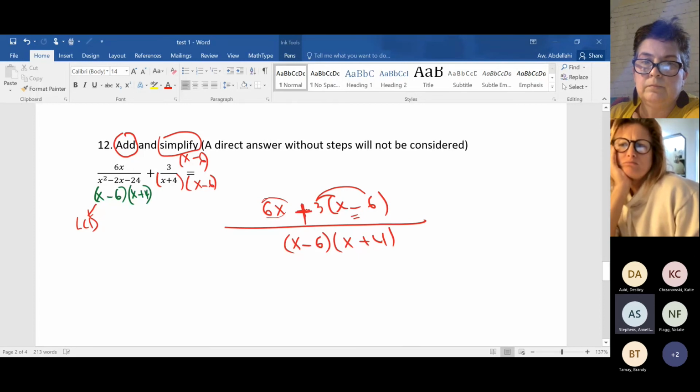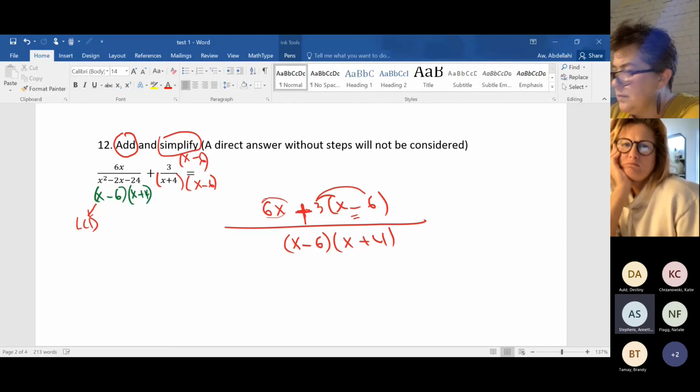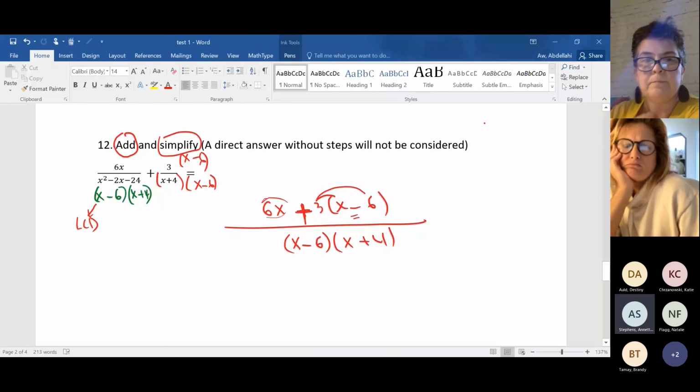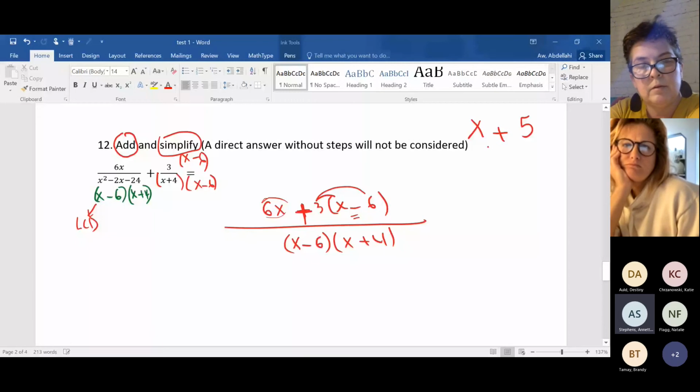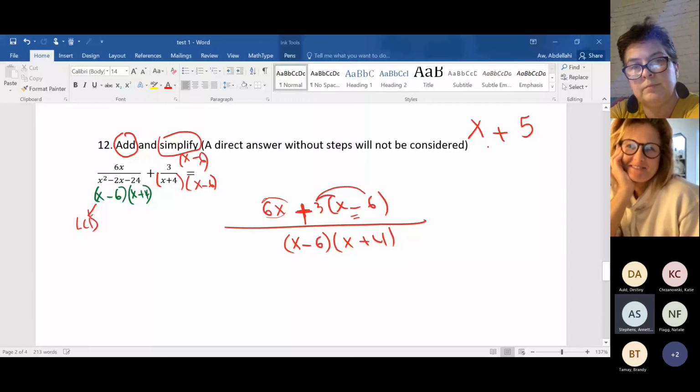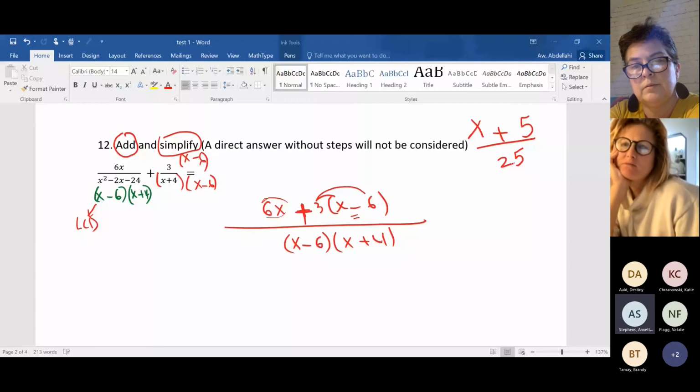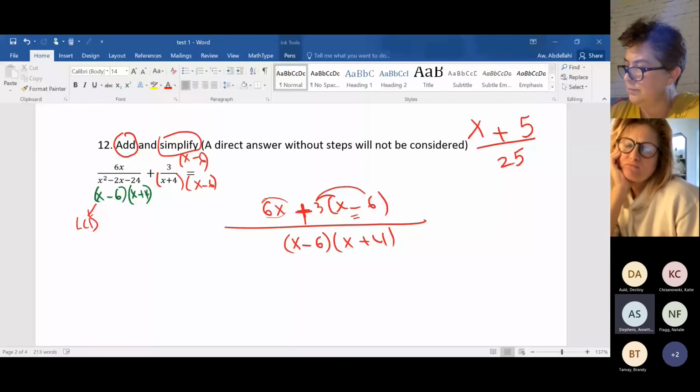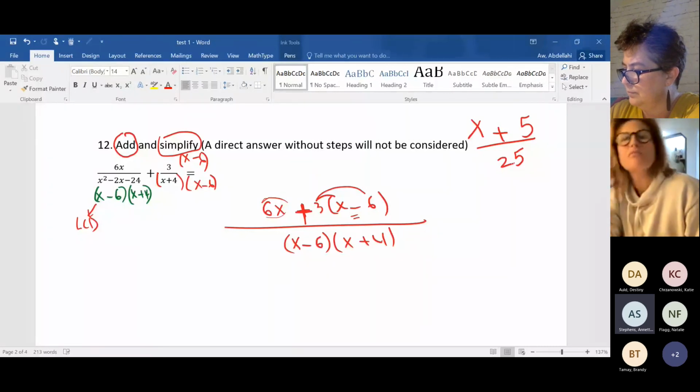You see, when the main operation is addition or subtraction, we must be careful with the simplification. For instance, I see x plus 5 divided by 25, right? I am itching to simplify by 5, but can I simplify by 5? I cannot, because that 5 is with x. That 5 at the top is not a factor. It is just one component of the addition, okay?